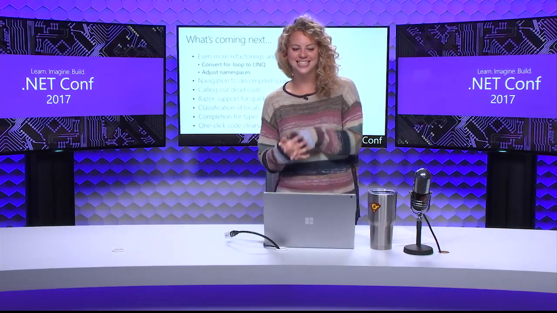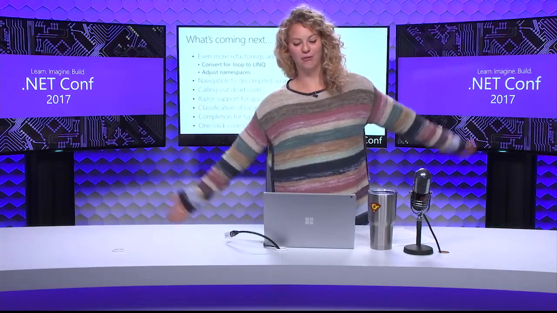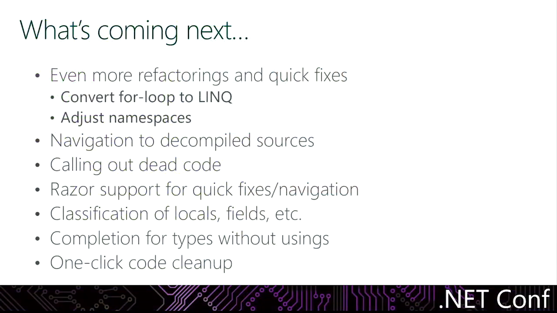So what's coming next? Again, more refactorings and quick fixes. What more could you want? More. The biggest two that we keep hearing are the ability to convert a for loop to a LINQ expression, so we'll have to look into doing that. And then adjust namespaces, which is similar to keeping a type and file name in sync. We also want to do the same for namespaces and folders. And so that's what that feature is.